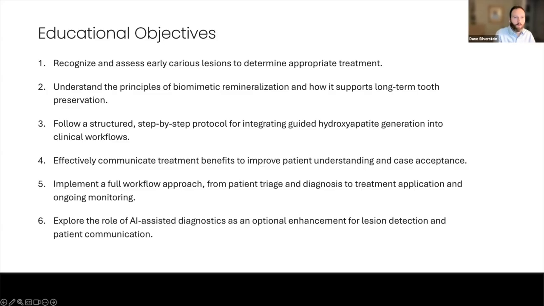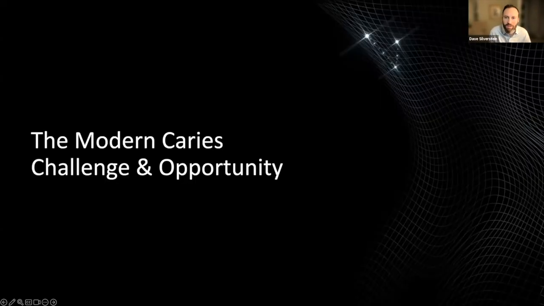A little bit about what we'll talk about tonight, let's go through some objectives. We're going to talk about diagnosis and treatment planning for early lesions, understanding biomimetic remineralization and how that works a little bit, what the workflow is in the office, and how to communicate about it. And without further ado, we'll go ahead and jump right in.